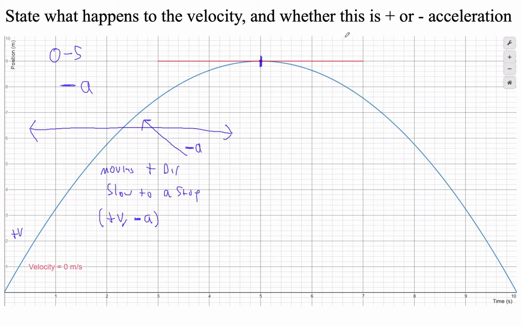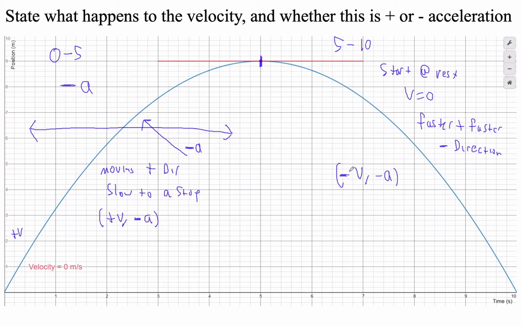Now here, from 5 to 10, we can say, gee, we start at rest. That just means the velocity is 0, right? And we go faster and faster in the negative direction, because it's getting steeper and steeper in the negative direction. Okay? The only way to go faster and faster in the negative direction, if you have a negative velocity, right? Which you do after 5 seconds, right? Is to have the acceleration in the same direction.